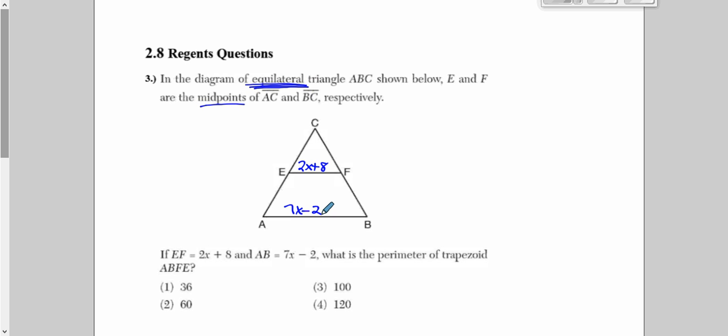That's a mid-segment. Can we do this? Yeah, but it's also equilateral. Does that help you? The perimeter of the trapezoid, not the triangle. Can I ask you a question? Would it be helpful to find the value of x? How could we, knowing what we know about mid-segments, what equation would we use to find x?